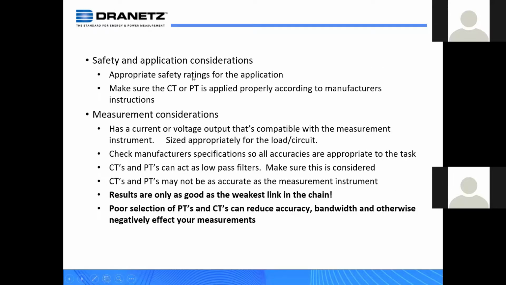So as we wrap up in the next slide or two, you have to be very careful and make sure that the appropriate safety ratings are applied. And this is when you're actually looking at a voltage safety rating for a current transducer.